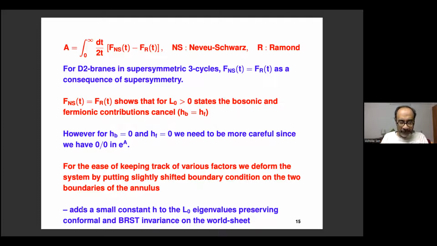This will make it easier to deal with this problem. So this basically adds a small constant h to the L0 eigenvalues. And this doesn't break conformal and BRST invariance on the worldsheet, so you can trust that you are not breaking any symmetry. And once you do that, these integrals are finite, because now you have only positive h in e to the minus 2 pi h t. The upper end we have already seen there is no divergence, so you can put an explicit lower cutoff of epsilon here, which you take to 0 at the end. And now we can carry out the same manipulation that we had done earlier.